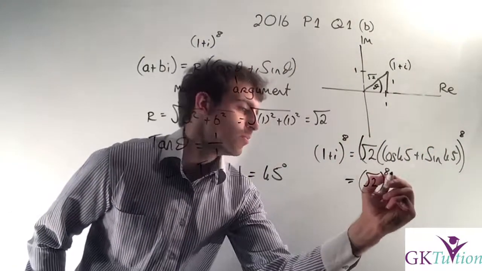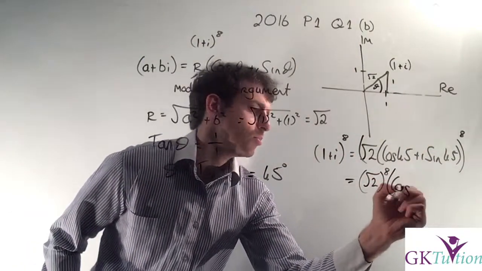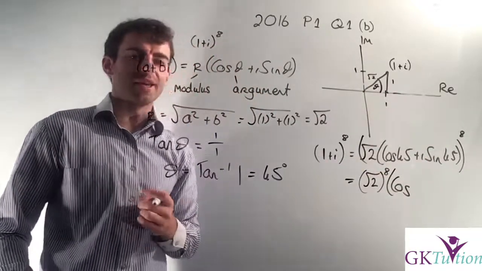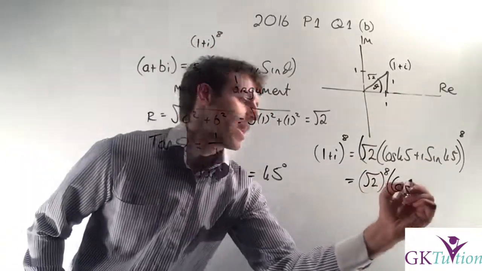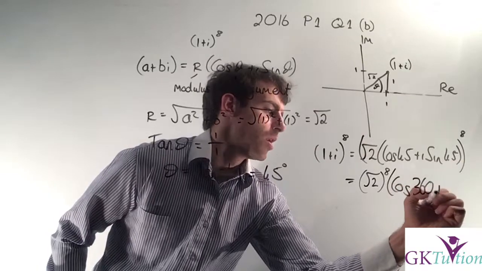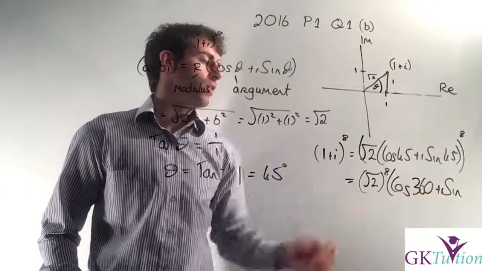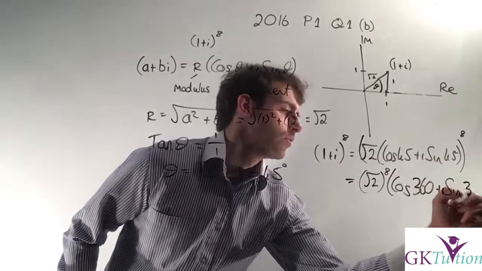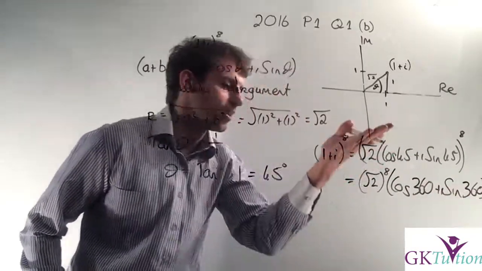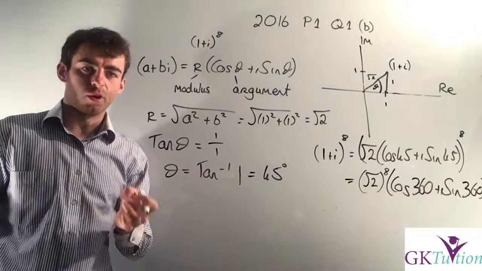So in fact, to apply De Moivre's theorem, all I'm going to do is multiply 45 multiplied by 8. 45 multiplied by 8 is 360. And I do the exact same thing with my next sine. I've got sine 45, so that becomes the sine of 360. So that line there, that line alone is my De Moivre's theorem.